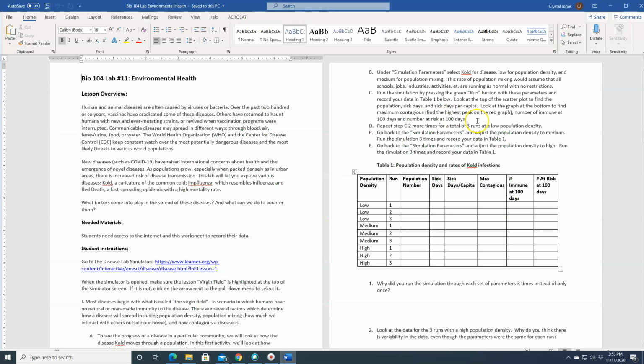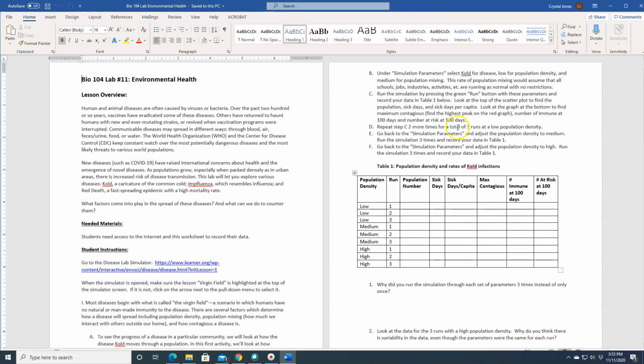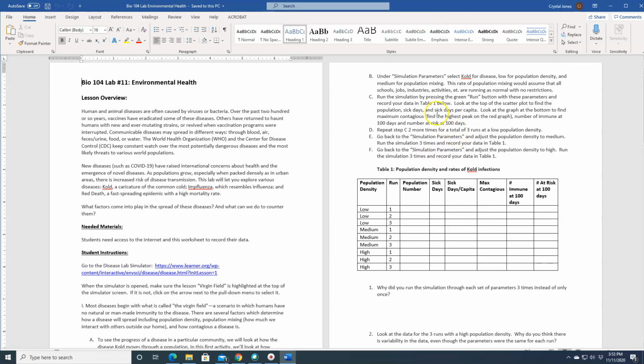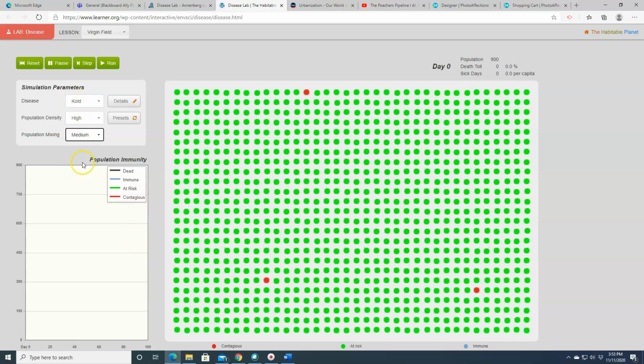The next thing we want to look at is our population mixing. We're going to keep our population mixing standard, and we're going to do a medium population mixing. What that means is that you're not just staying home and only interacting with the members of your household. That would be a case of very low population mixing. Medium population mixing would be sort of average.